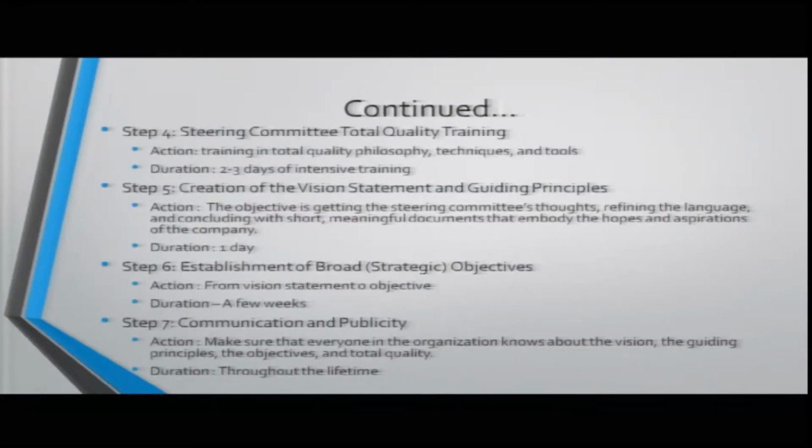In step 4, the steering committee's total quality training is basically the main emphasis, where action is taken related to training and quality philosophy. Then in step 5, creation of the vision statement. So, the objective is to get the steering committee's thoughts, refine the language and conclude with short meaningful documents which are easily implementable and easily understood.